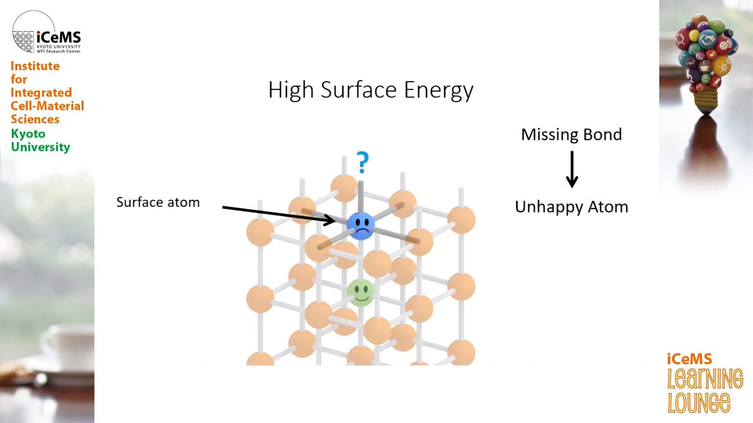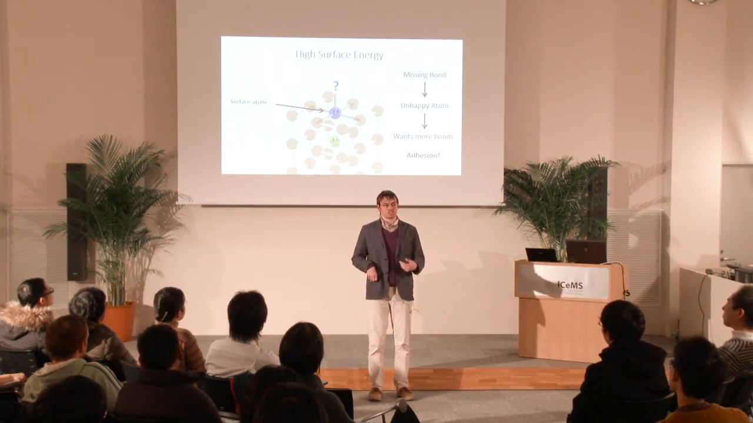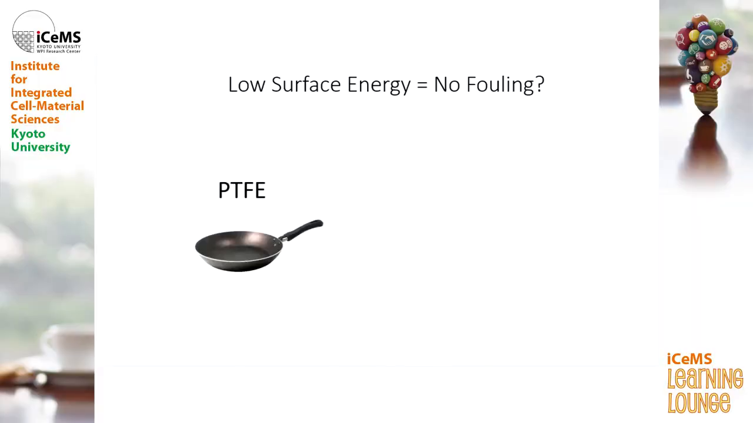But an atom on the surface has its neighbor bonds, and its bond below it, but it's missing the bond above. So this is not the ideal bonding state for the atom. And so it's an unhappy atom, and it wants to adhere with anything else. It wants more bonds, and this means it makes the surface adhesive. This is how high surface energy makes adhesion. Okay, so if we want to stop adhesion, then I guess we just use low surface energy coatings. So low surface energy equals no fouling. This is basically true.